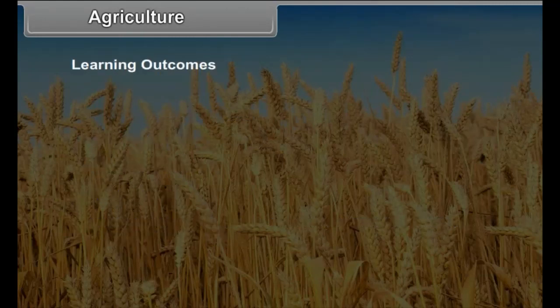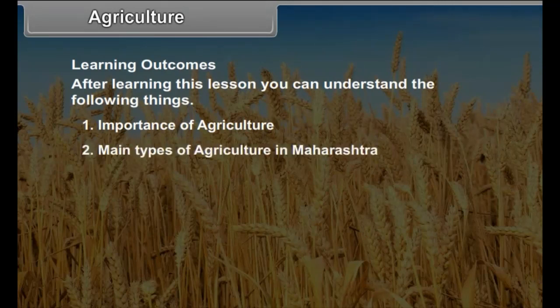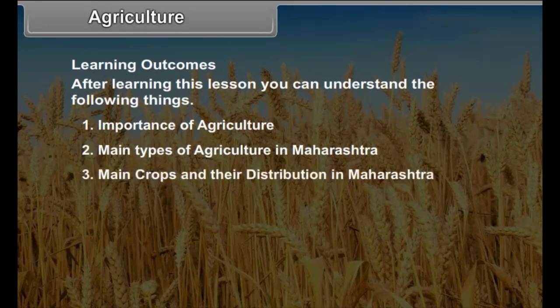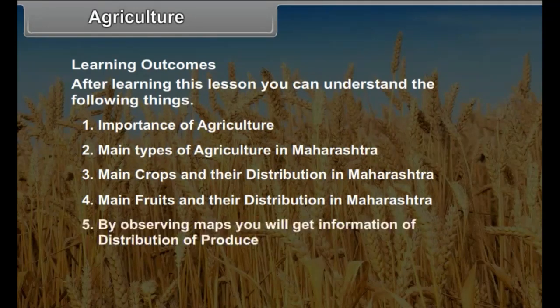Learning outcomes. After learning this lesson, you can understand the following things. Number 1, importance of agriculture. Number 2, main types of agriculture in Maharashtra. Number 3, main crops and their distribution in Maharashtra. Number 4, main fruits and their distribution in Maharashtra. Number 5, by observing maps, you will get information on the distribution of the produce.